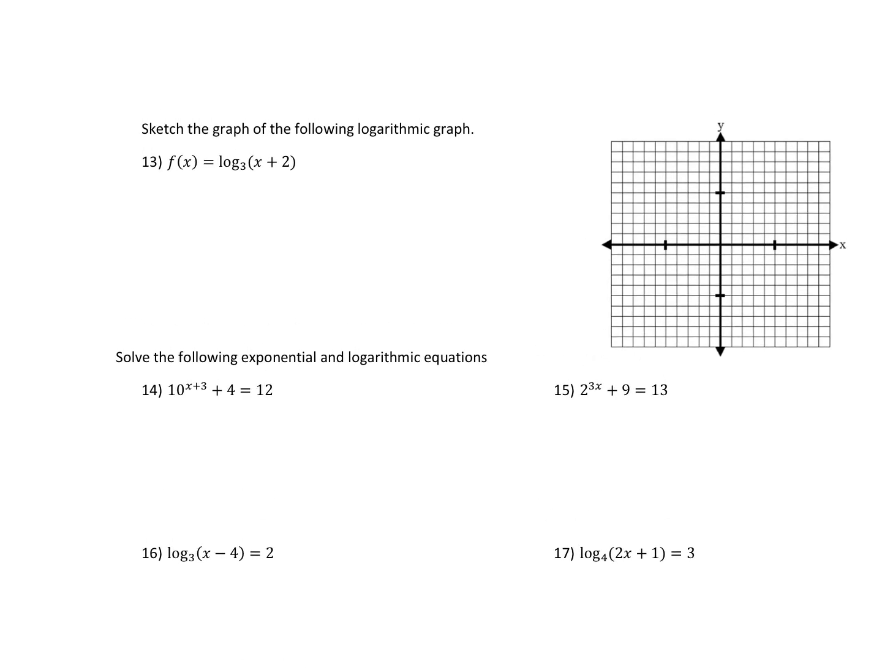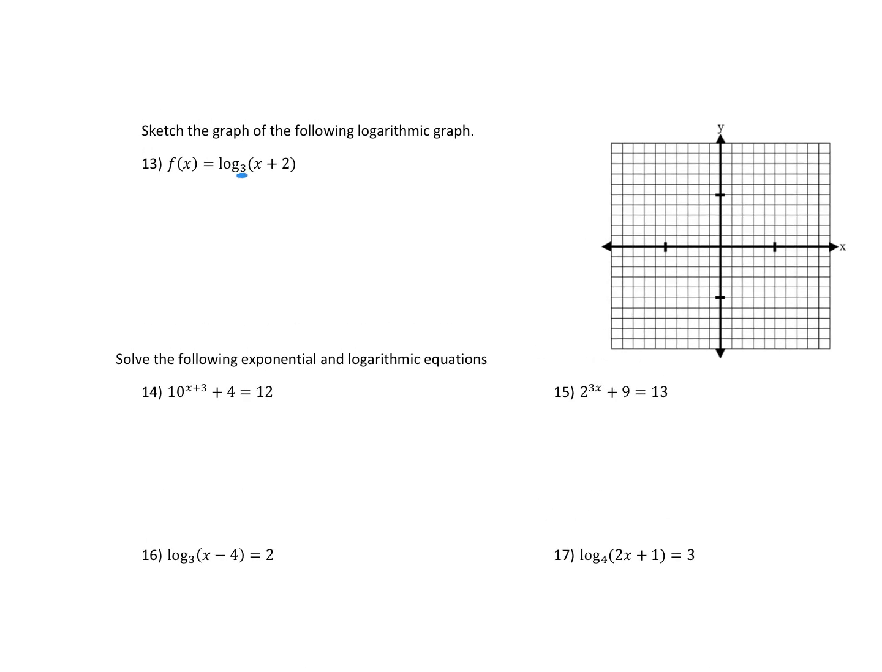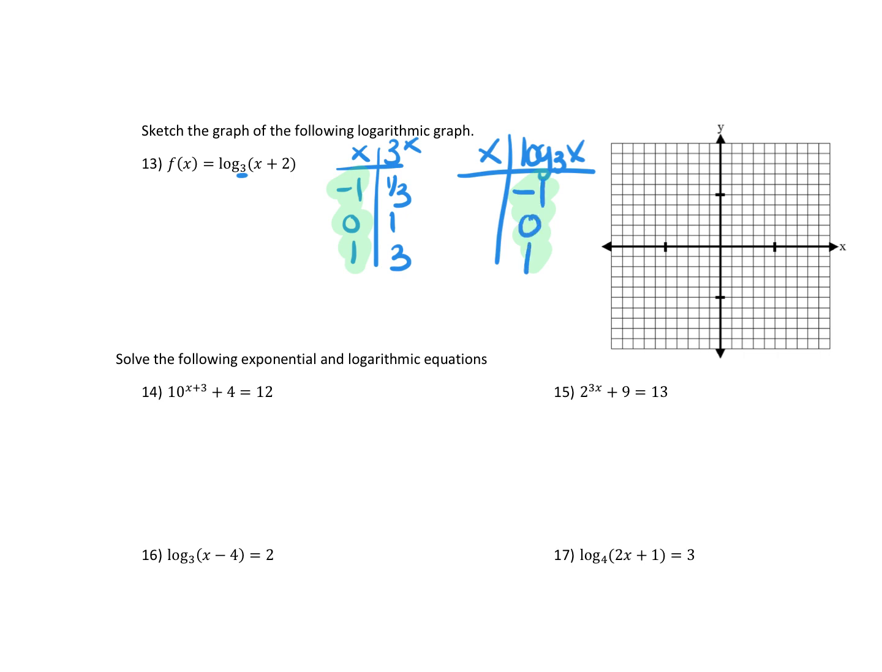All right, let's review how to graph logs. So first I see the base here, so that'd be the opposite of a 3 to the x power. So if I plug in 0, 1, -1, I get 1/3, 1, and 3. So to graph a log, we're just going to switch the input and the output. So my input is going to become my output, and my output is going to become my input.